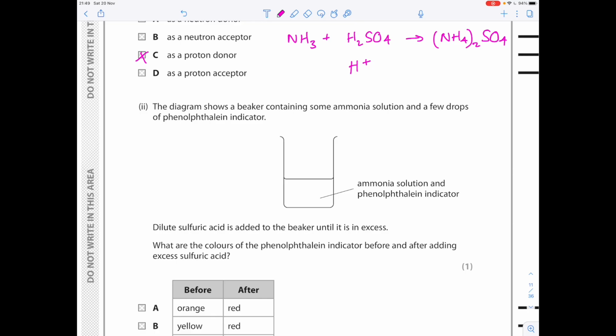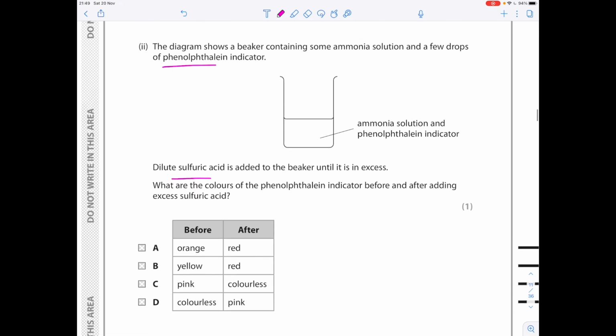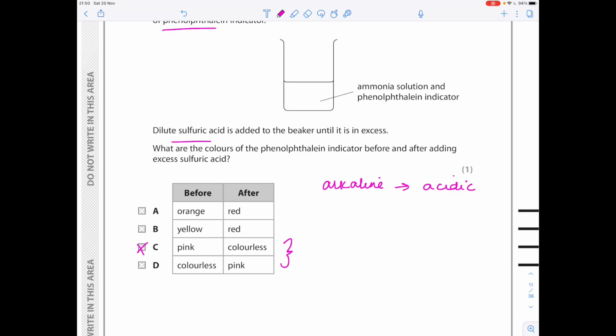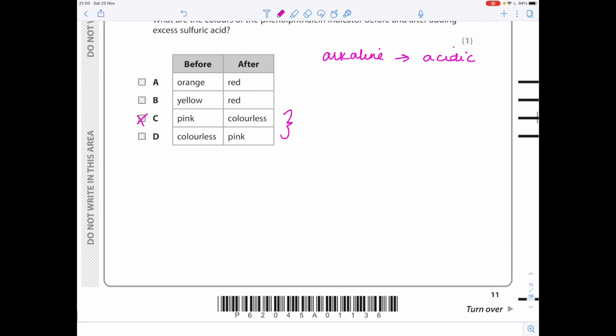The diagram shows a beaker containing some ammonia solution and a few drops of phenolphthalein indicator. Dilute sulfuric acid is added to the beaker until it is in excess. What are the colours of phenolphthalein indicator before and after adding the excess sulfuric acid? So we're going from alkaline to acidic. So you do need to learn the colour of your indicators. Remember, phenolphthalein is the beautiful one that's colourless or pink, which means we're zooming in on these two options. C is the correct answer. It's pink in alkali and colourless in acids.